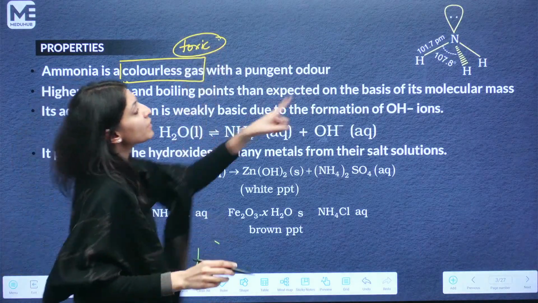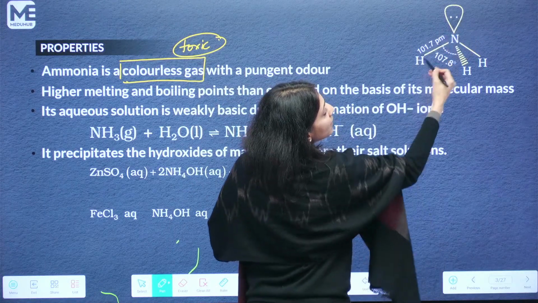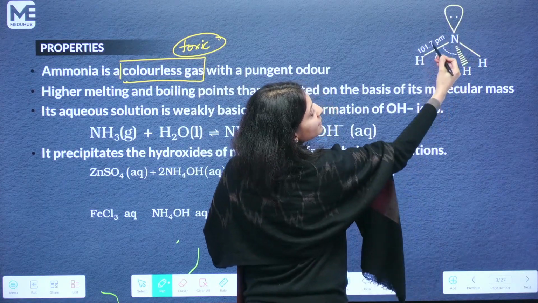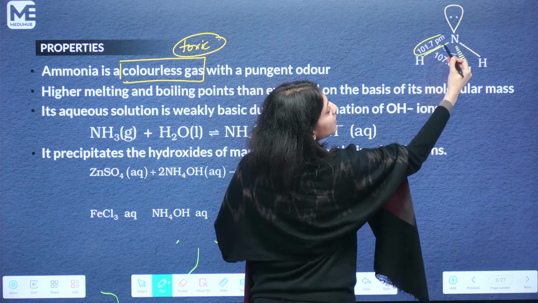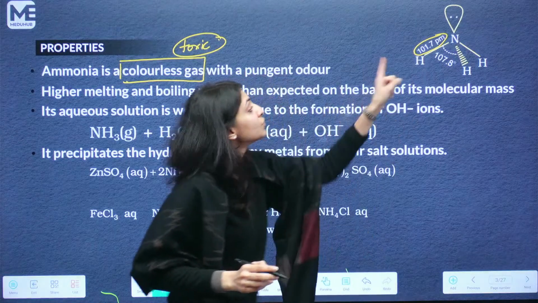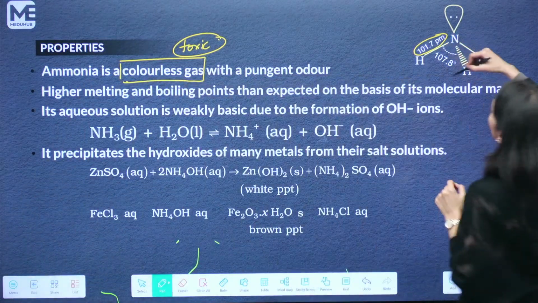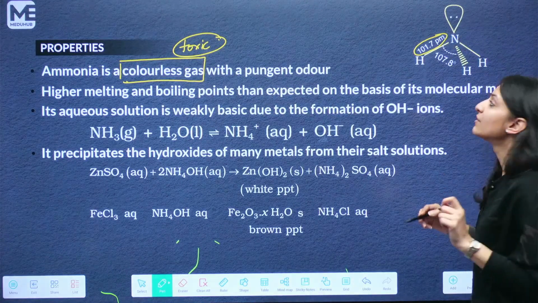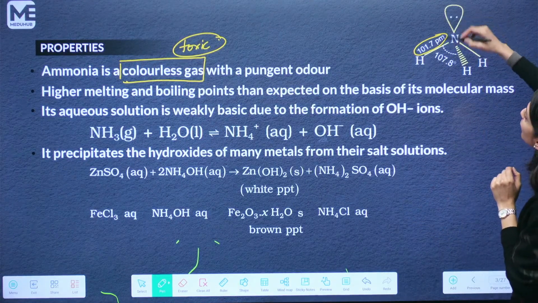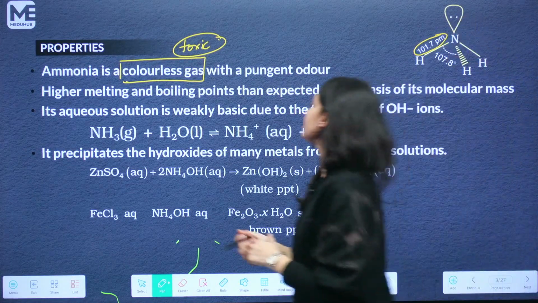We have already spoken about the structure of ammonia. One position is occupied by a lone pair. The N-H bond length is 101.7 picometer and the bond angle is 107.8 degrees. This bond angle, we have already discussed, is less than the regular tetrahedral angle, and that is because of the repulsion between this lone pair and the bond pairs, right?